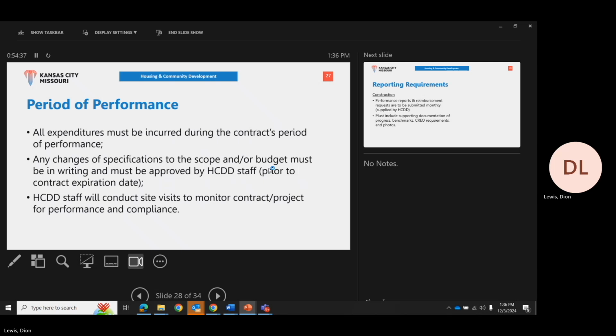But if somebody comes out there and they want to do a quality check or a compliance check, and you're out of line, they will write that up and pass along that information. As it says right there, in addition to CREO, HCDD staff will conduct site visits to monitor contract projects for performance and compliance. All right.